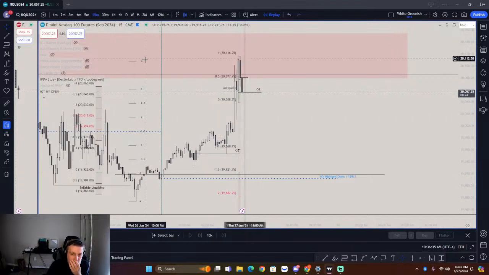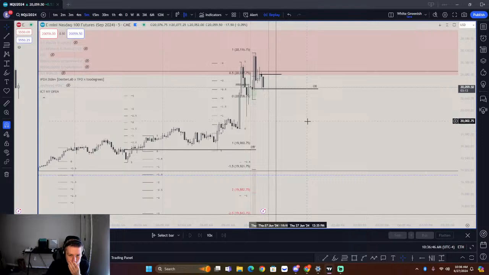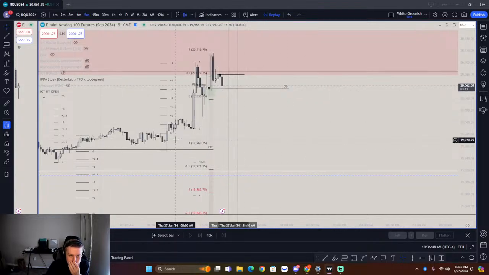Well, look at that. Standard deviation. This indicator is nice. It's called IPTA, IPTA standard deviation by Dexter Lab. It kind of just maps out standard deviation. Oh my gosh. And this standard deviation. Oh my gosh.